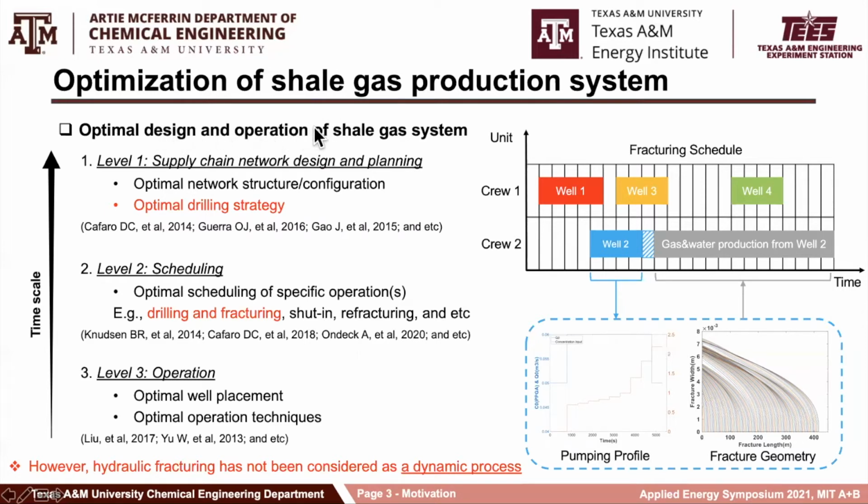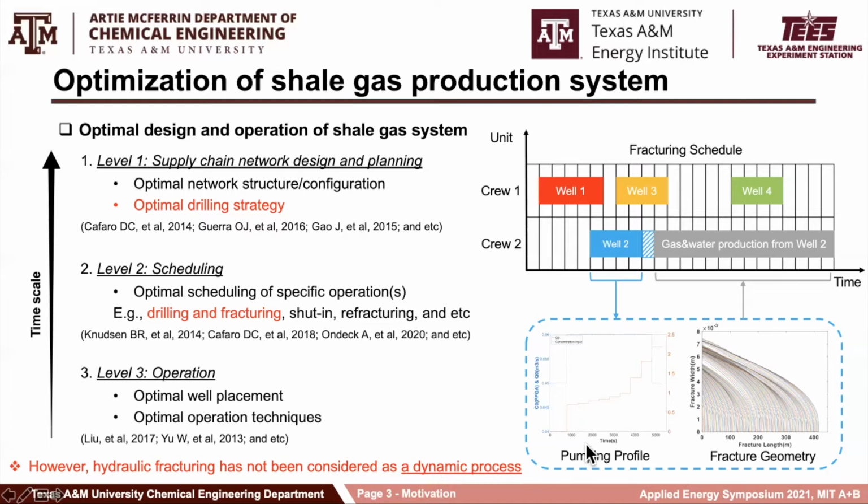A considerable number of optimization studies have been carried out to decide the optimal design and operation of the shale gas system. Among them, one important decision is where, when, and how many wells should be fractured, which can be indicated by the drilling strategy and the drilling and fracturing schedule. Here's an illustrative example.